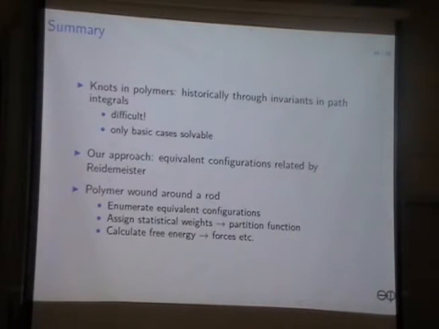So, like I said, in the context of knots, you can do this through invariants. It's very difficult with those path integrals, and only really basic cases have been solved so far. So, in our approach, we related equivalent configurations instead of just classifying them, right? And then enumerated these things in some combinatoric scheme. You sum all of the diagrams and you get your total partition function.